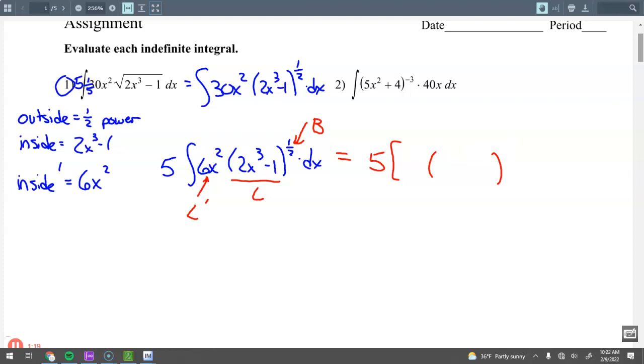I add 1 and multiply by the reciprocal. I add 1 and I multiply by the reciprocal. What do I do with the little guy? What did I do with the little guy when I took the derivative? I don't bully the little guy, Mr. Packard, right? I leave him alone.